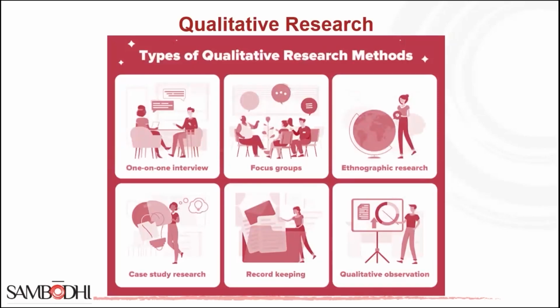Types of qualitative research method. So qualitative research methods are basically designed in a manner that help reveal the behavior and perception of a target audience with reference to a particular topic. There are different types of qualitative research methods like in-depth interview, focus group, ethnographic research, one-on-one interview, case study research, record keeping, and qualitative observation.